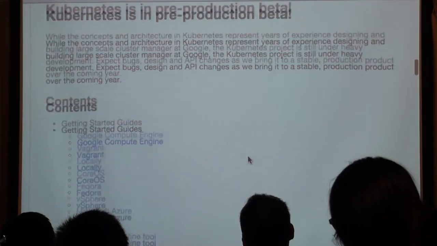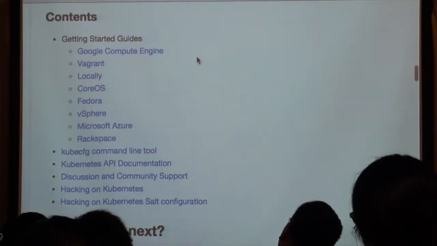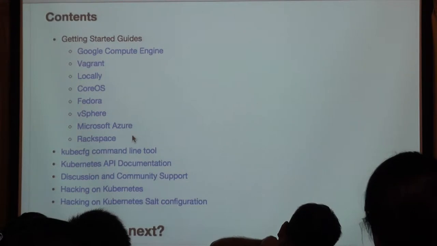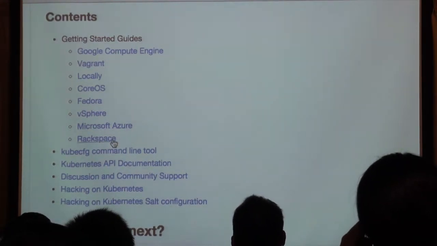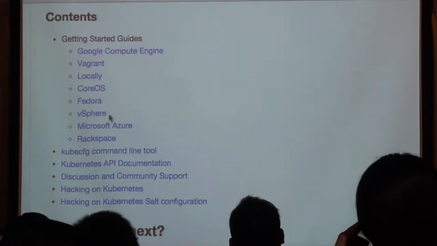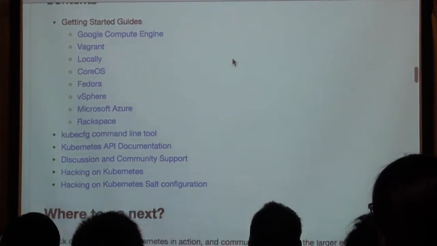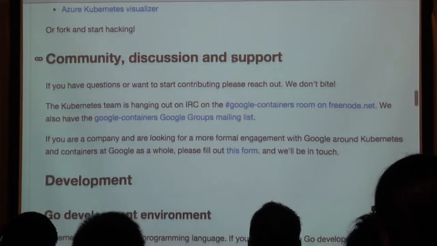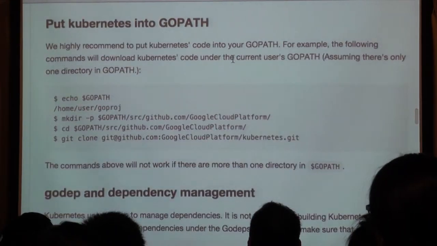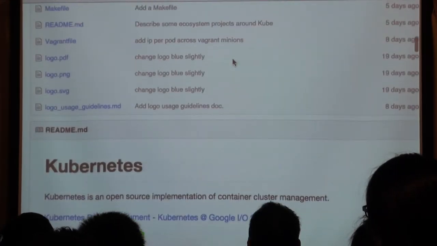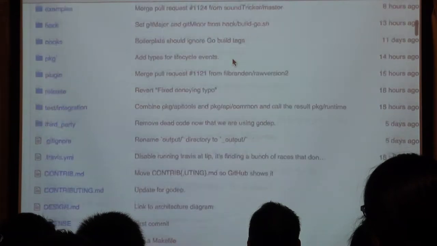And we have many different getting started guides here. There's one for Rackspace, there's one for Azure. I think this is VMware vSphere, and there's one for Google Compute Engine as well. There's much more detailed documentation here, so you can just go ahead and read that. And there's documentation which shows you how to deploy it as well.